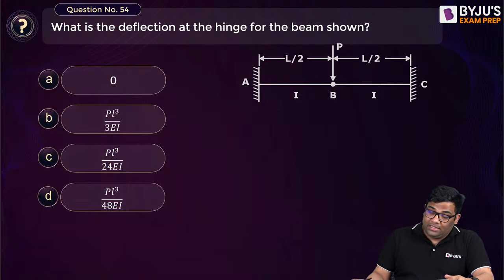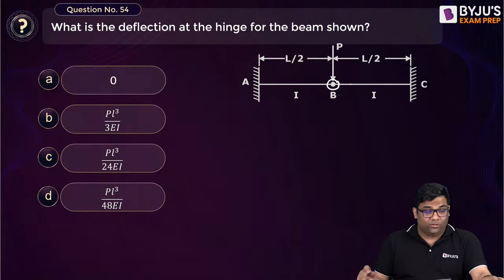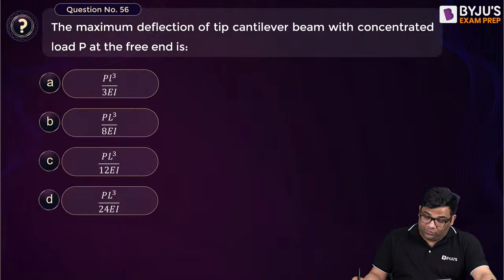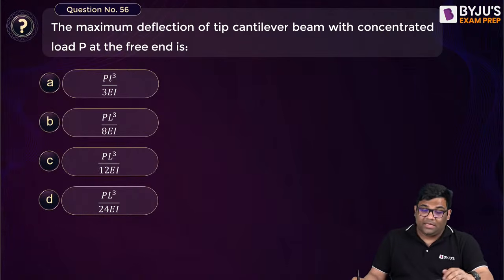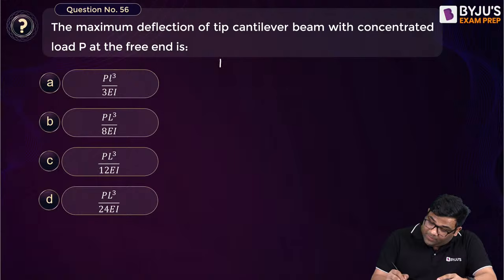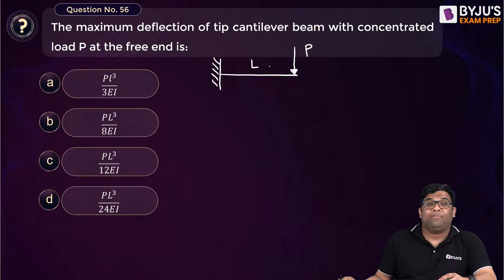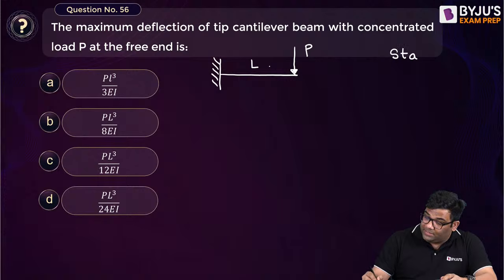Next question, 54th question. Some deflection portion also. We'll come to this question later. Answer me this first. The maximum deflection of a cantilever beam when we have a concentrated load acting on the end. Suppose this is P and this is L. What's the formula? See, all the standard formulas of deflection, please revise that.